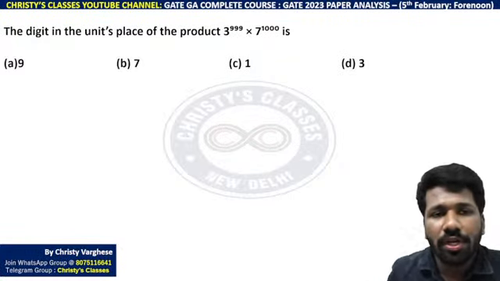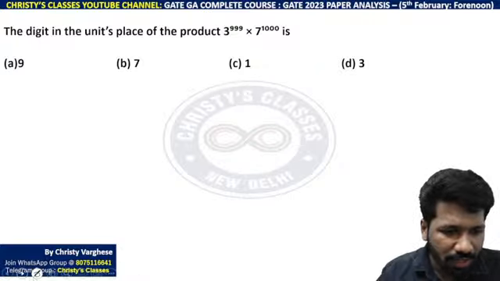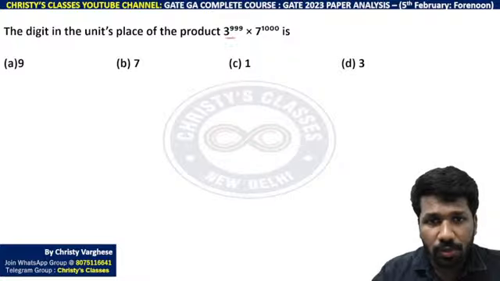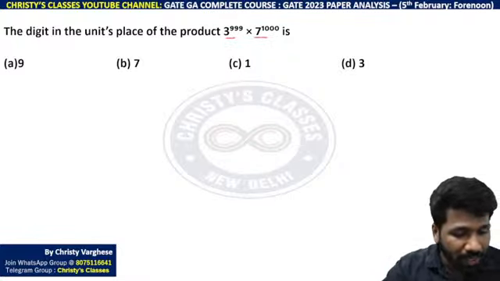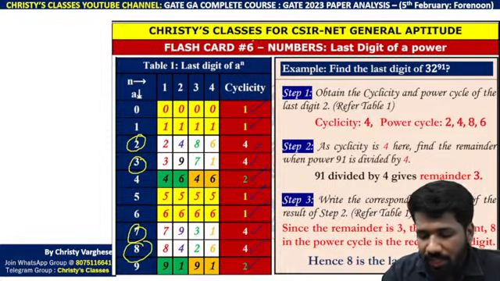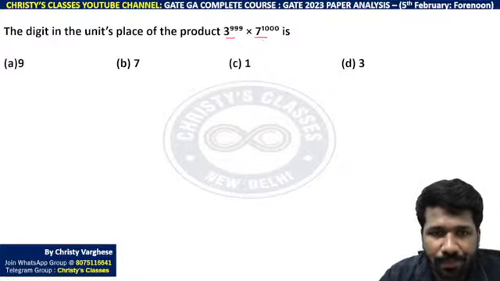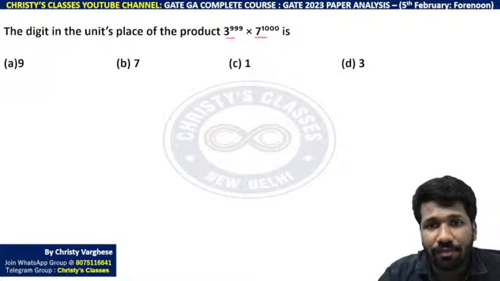So anyway, the unit digit of the product 3 raised to 9999 into 7 raised to 1000. So listen very carefully. Those of you who are not at all aware about this topic, briefly I am explaining. In detail you can check out my detailed lecture, Algebra Miscellaneous, in the playlist. You can find that lecture.